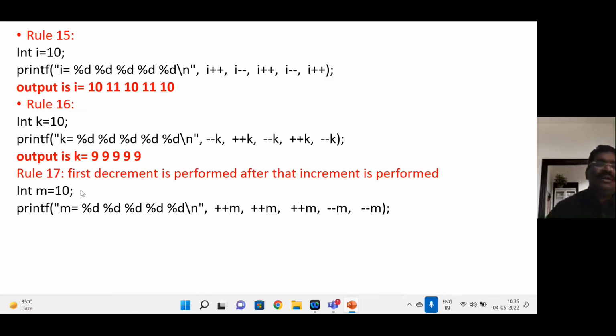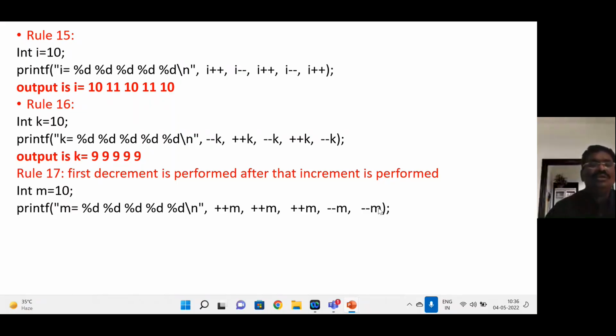So that is the rule: first decrement is performed, after that increment is performed. Here you always see the last one first. In that case, the same variable is applied. The last one is the pre-decrement. How many pre-decrements are there? 2. So 10 minus 2 is equal to 8. And how many pre-increments are there? 3. So 8 plus 3.